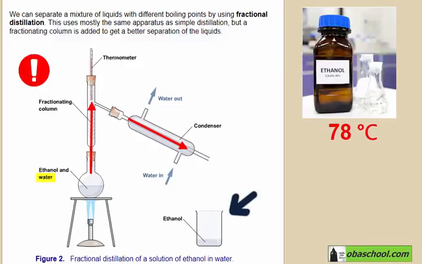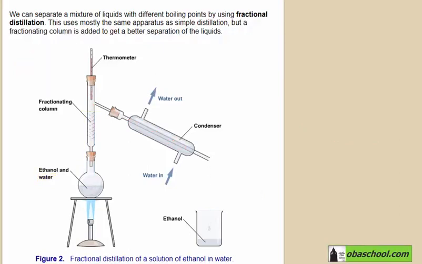There will be some water vapor while ethanol is boiling. However, it will condense back inside this fractionating column and get back into this round bottom flask. When there is no more ethanol, the temperature will rise to 100 degrees Celsius, and then we will start collecting water.